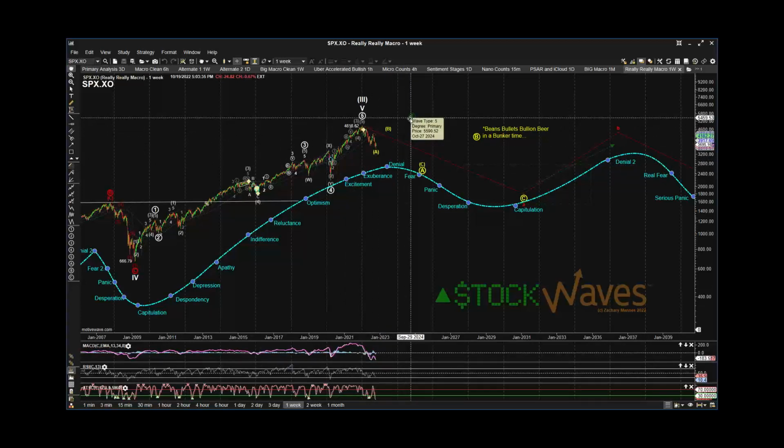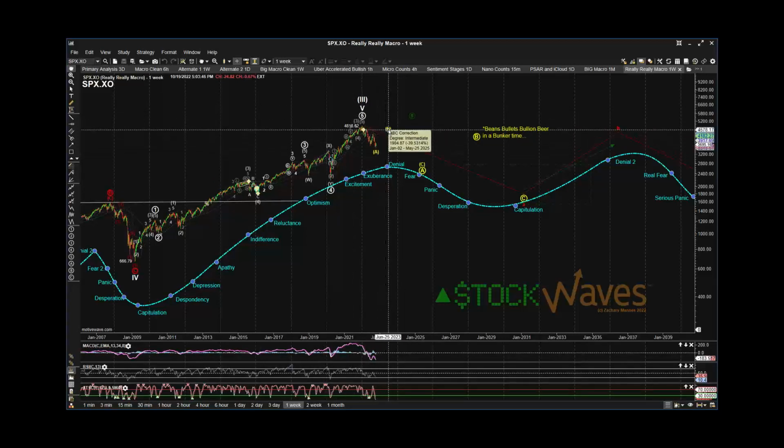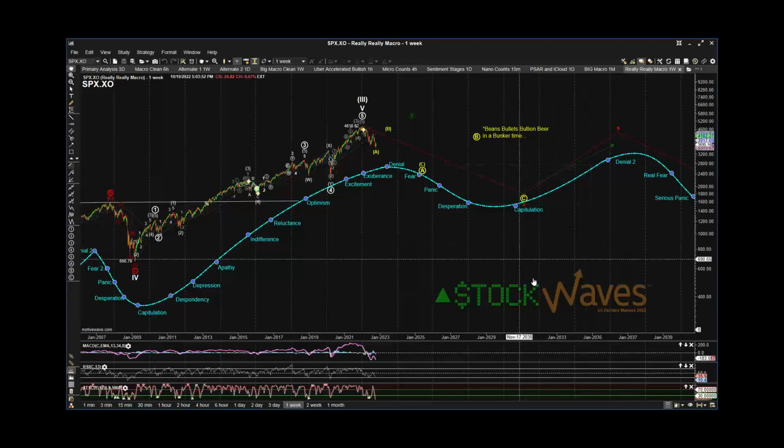I know that's still the obvious primary count, although he's added the alternate in red that we did top at this larger magnitude move. Garrett and I are leaning more towards that, looking for only a corrective bounce. And we'll zoom in and talk about that in a little bit more detail. But I wanted to point out a few other things on this chart before we move on.